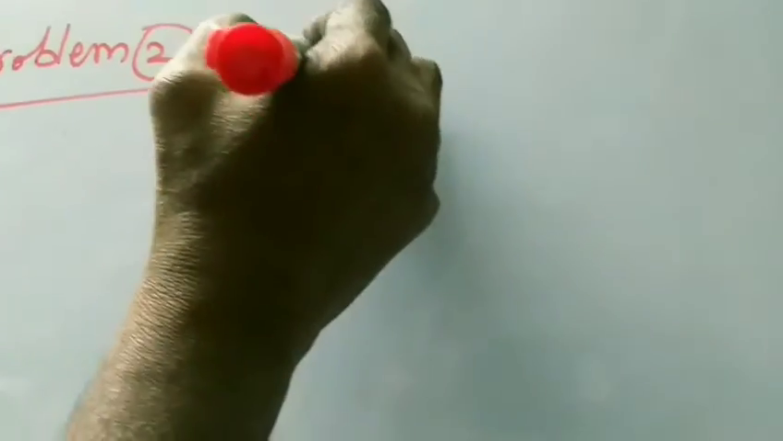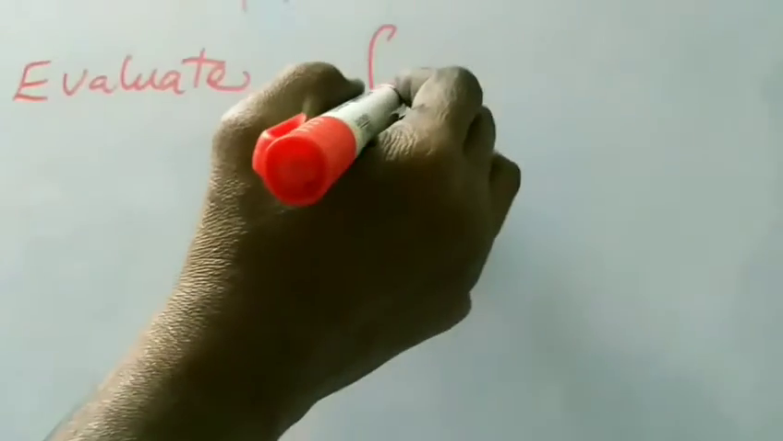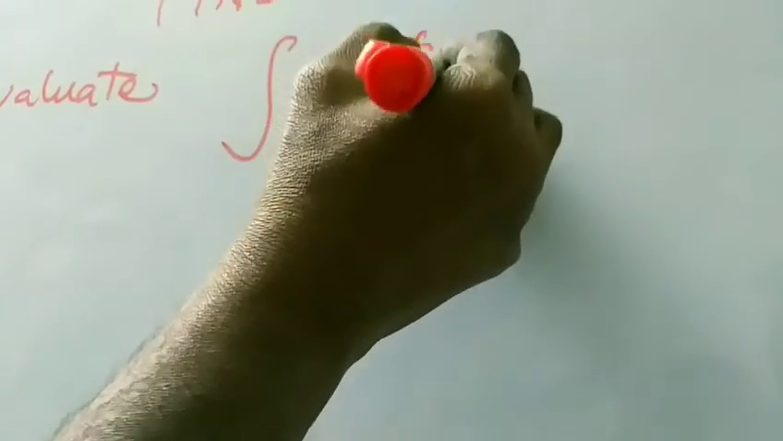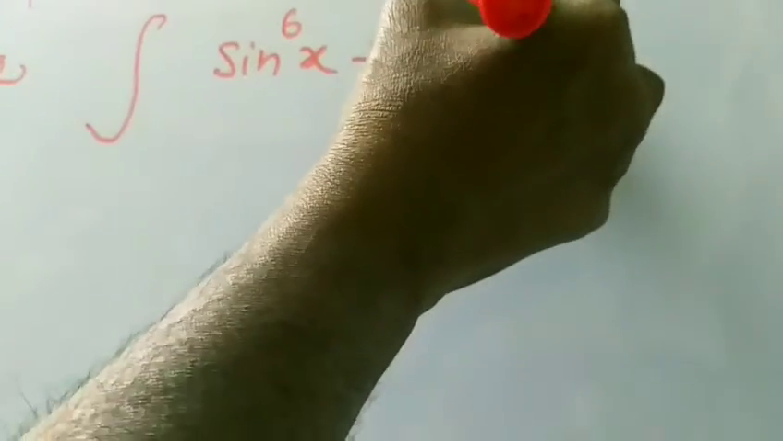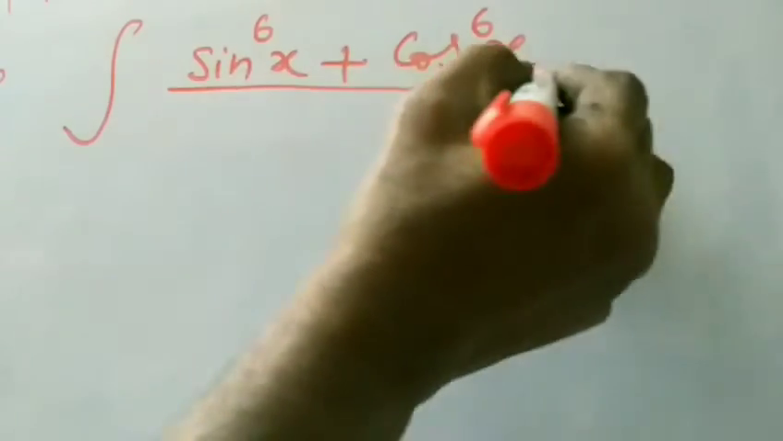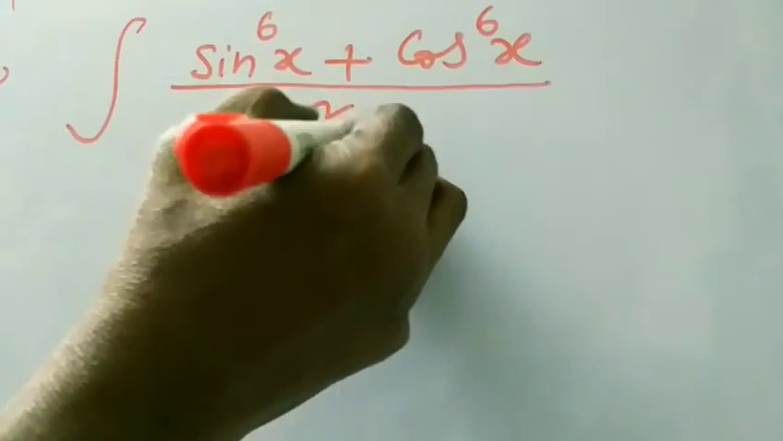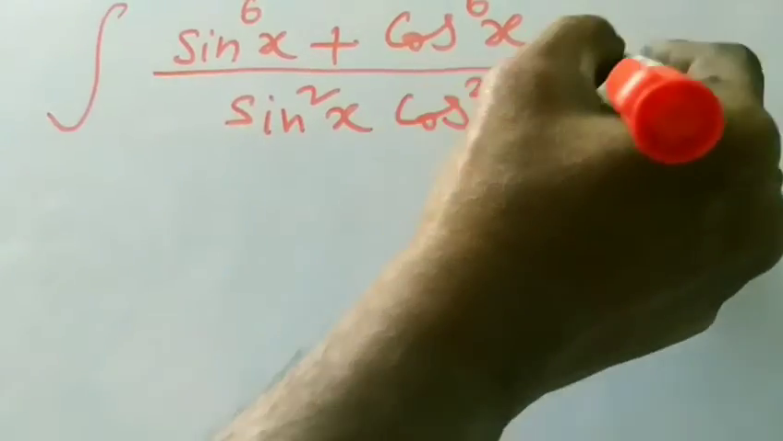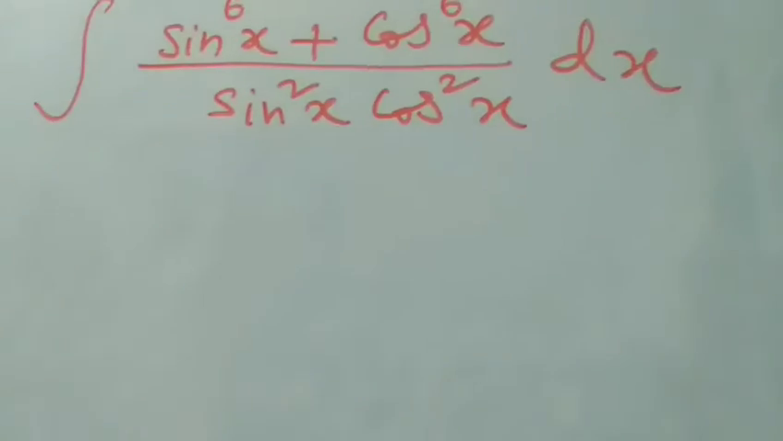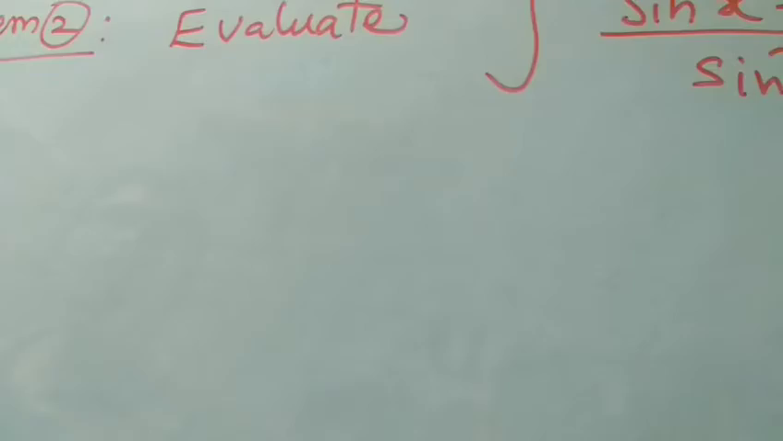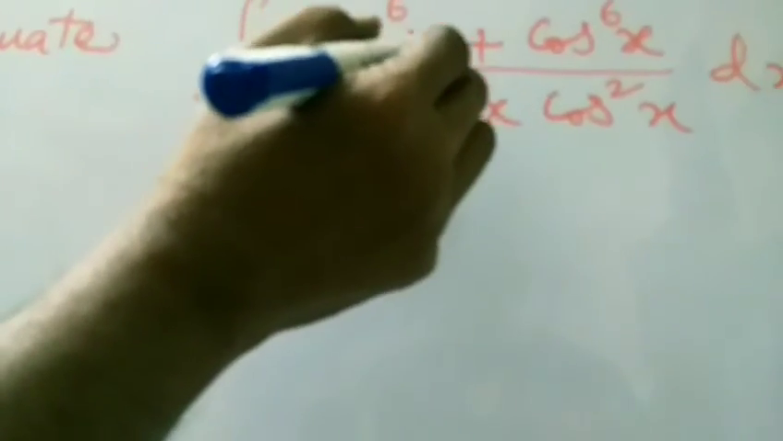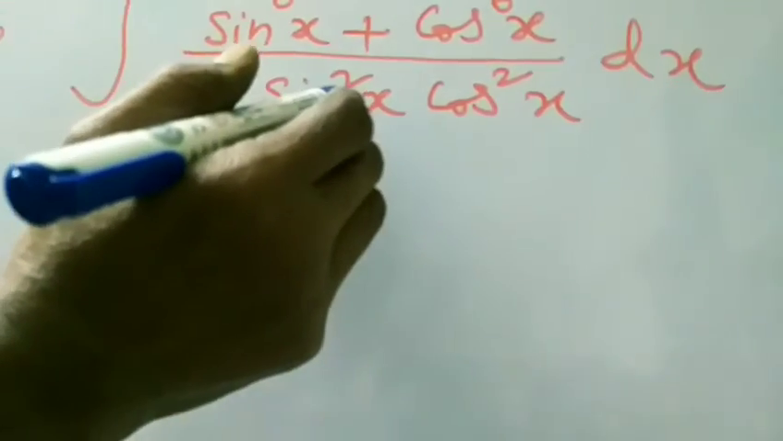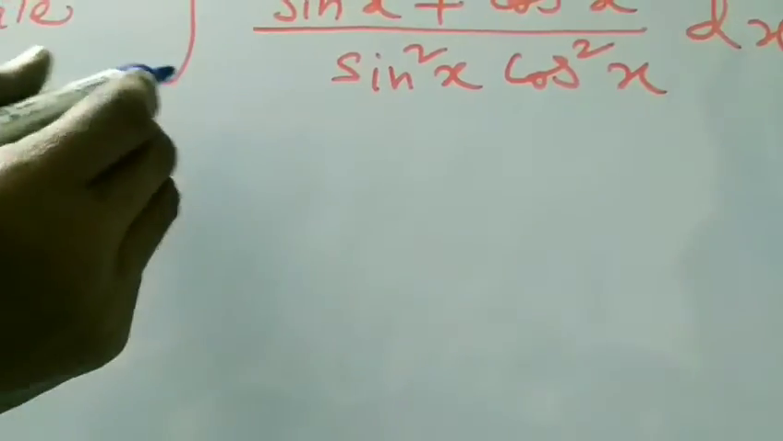Problem 2. Evaluate the integral of sin to the power of 6x plus cos to the power of 6x, all divided by sin square x into cos square x dx. Solution as follows.